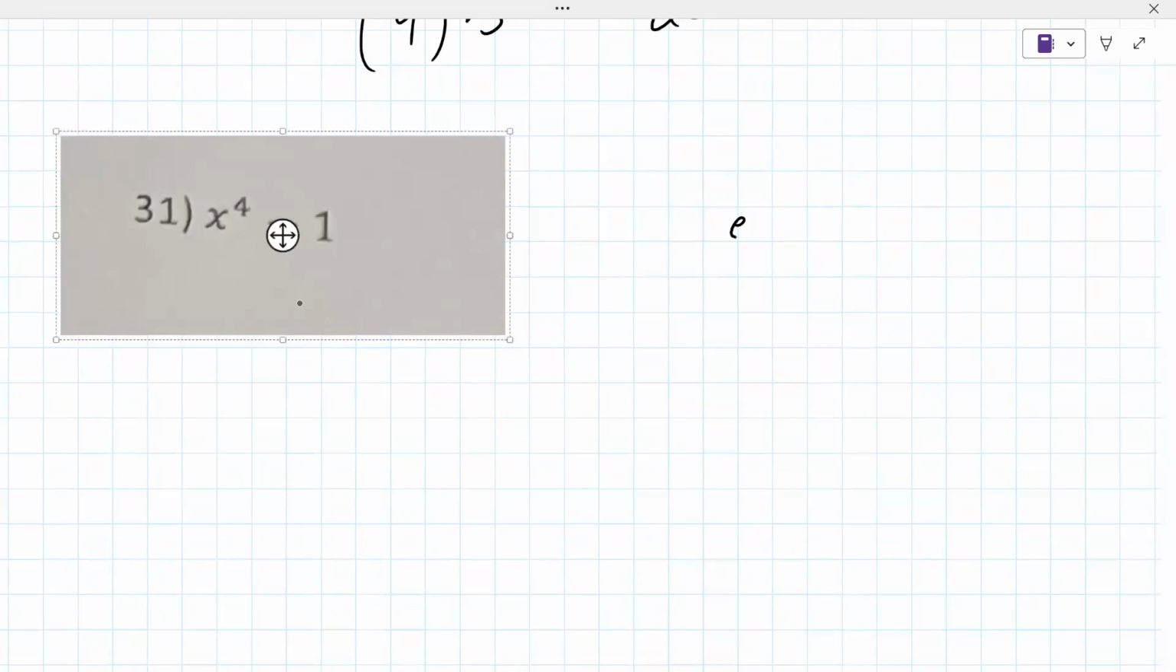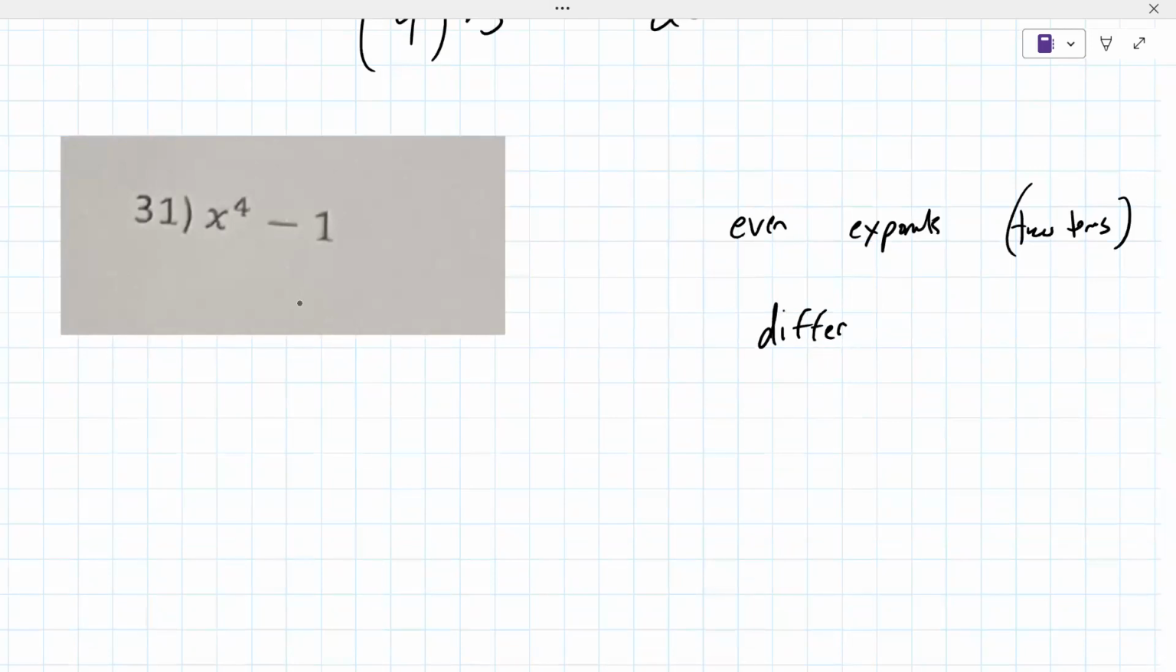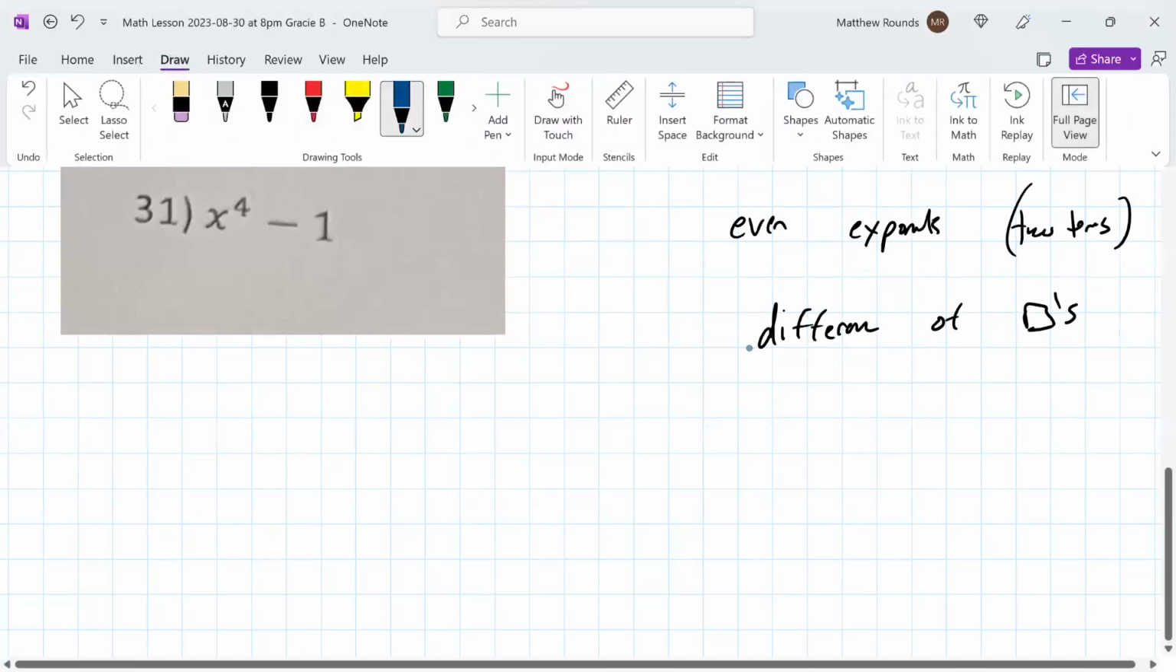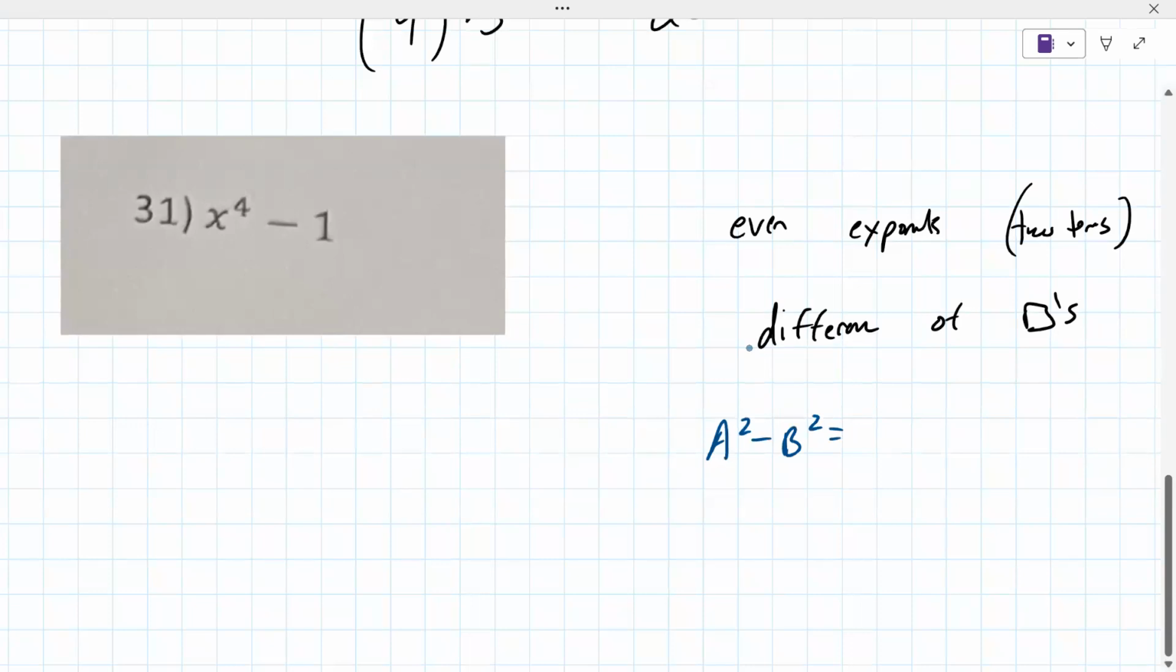All right, so whenever you see even exponents and two terms, which is what you have here, you want to think difference of squares. You probably had some of these on the other side of the page. Difference of squares looks like this. If you have a squared minus b squared, it becomes a minus b, a plus b.